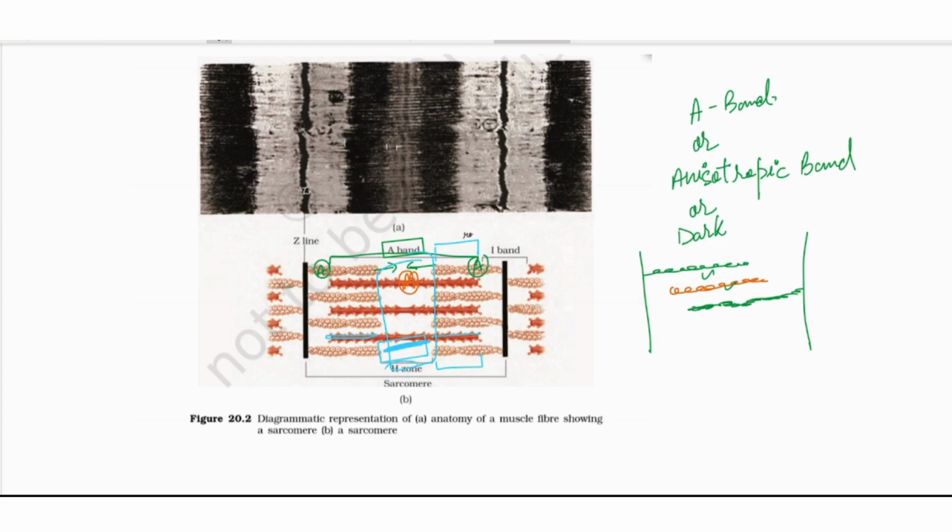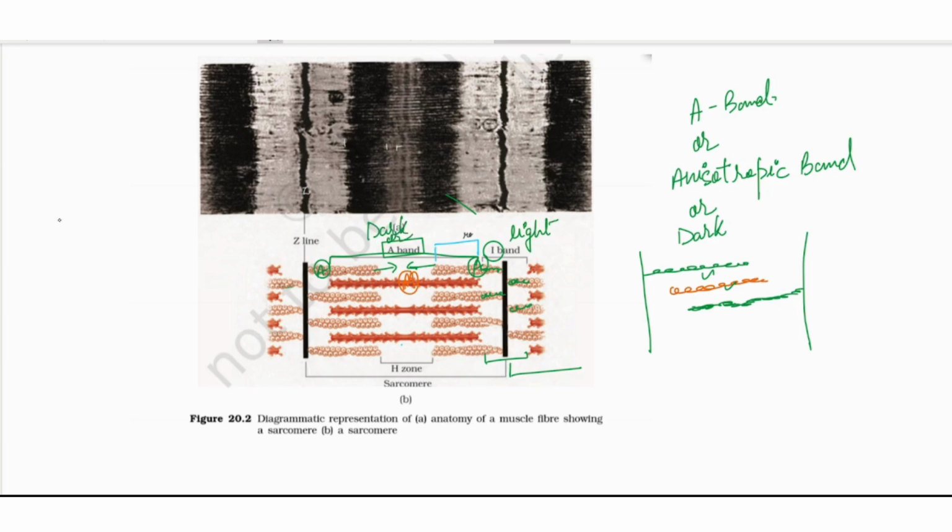So this is known as the H zone, right? H zone is where only the myosin is present, and the A band is where actin and myosin both are present, because of that the overlapping is there. And the I band is where only the actin is present. You can notice here only actin, here only actin. In one sarcomere and the next sarcomere, at the junction between these two sarcomeres, there would be only the arrangement of the actin. That is known as the I band, meaning isotropic. So the I band is indicating the light band, and the A band is indicating the dark band.